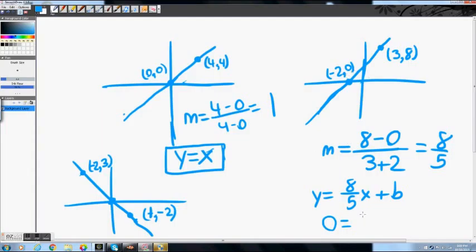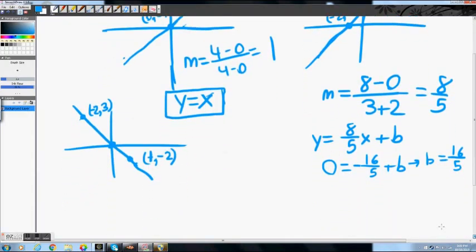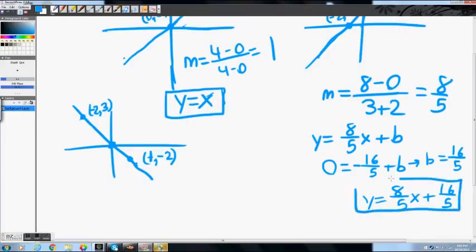So let's say 0 is equal to 8/5 times negative 2. So it's negative 16/5 plus b. So b, the y-intercept, equals 16/5. So y will equal 8/5 x plus 16/5. Now, our final one.